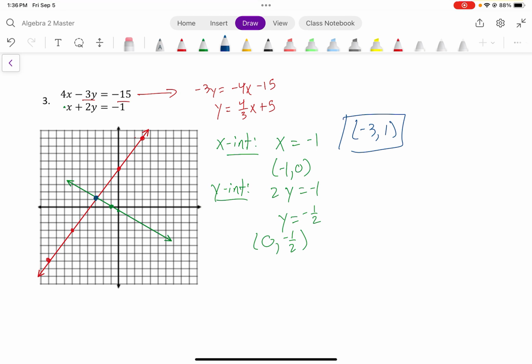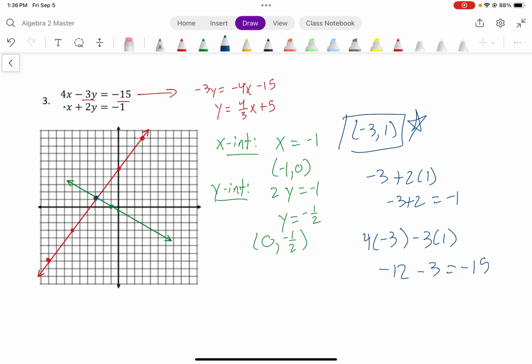So the first thing I'm going to check is the bottom equation because that's going to be a little bit easier. Negative 3 plus 2 times 1 equals negative 1, so that's a good sign. 4 times negative 3 from the top equation, minus 3 times 1. It's negative 12 minus 3. That does equal negative 15. So they are supposed to cross at that exact ordered pair. That is my solution to the system of equations.